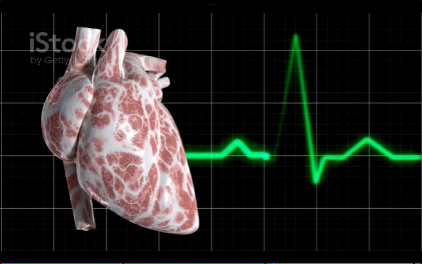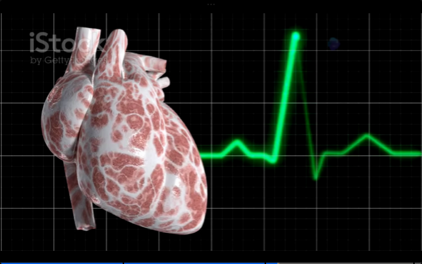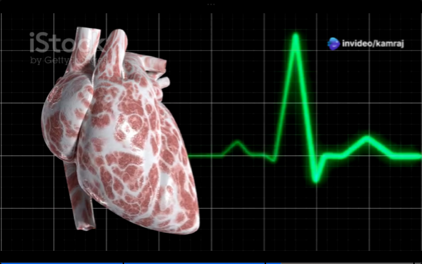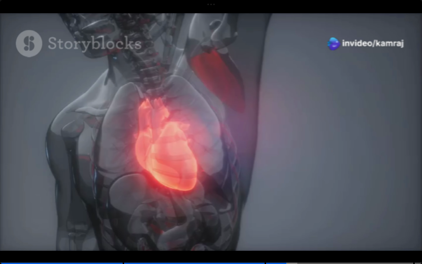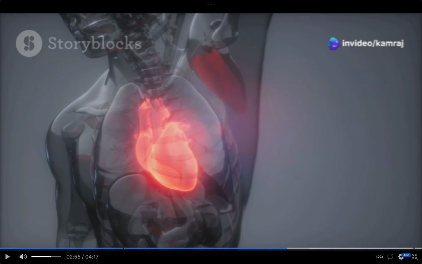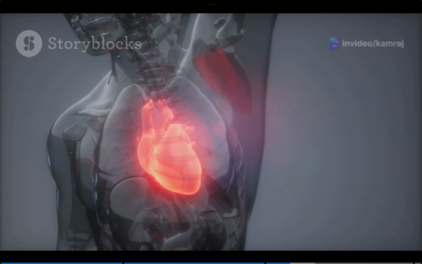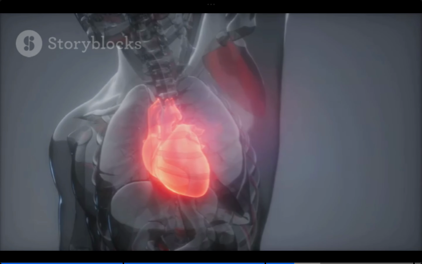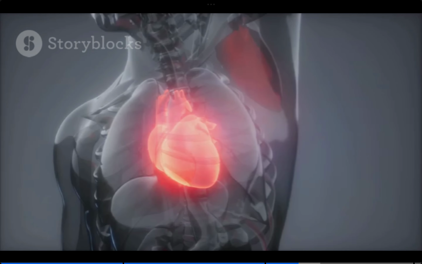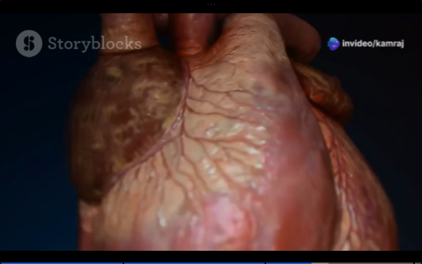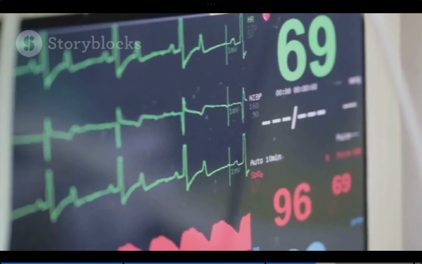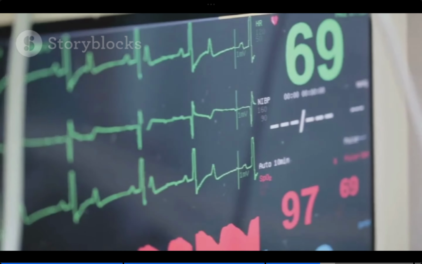The heart's electrical system, known as the conduction system, is responsible for generating and coordinating the electrical impulses that regulate the heartbeat. This intricate network of specialized cells ensures that the heart beats in a coordinated and efficient manner, delivering oxygen-rich blood to the body's tissues. The electrical impulse originates in the sinoatrial (SA) node, located in the right atrium. The SA node acts as the heart's natural pacemaker, setting the rhythm for the entire heart.